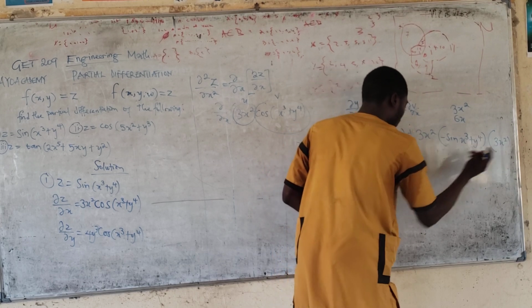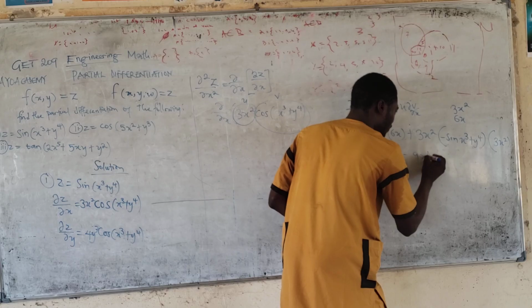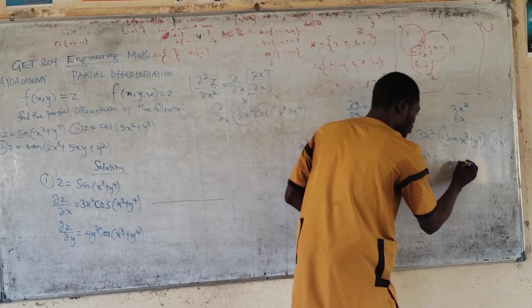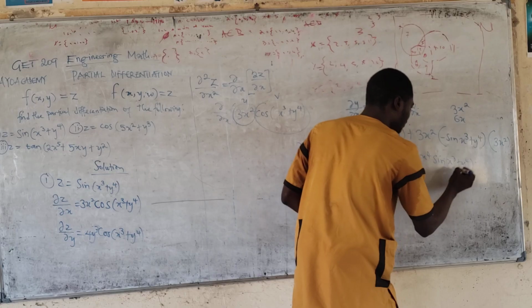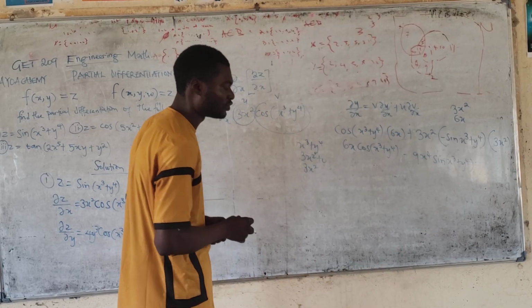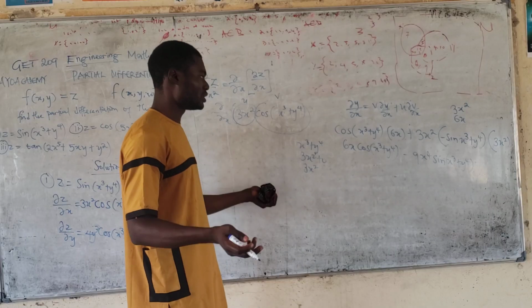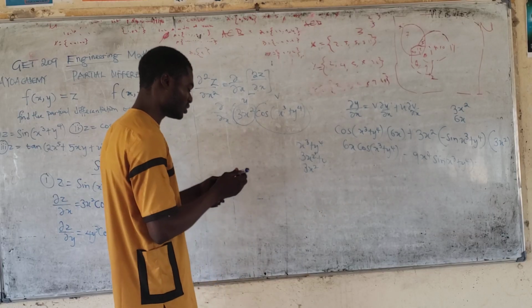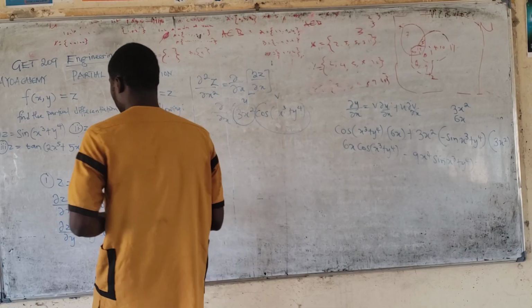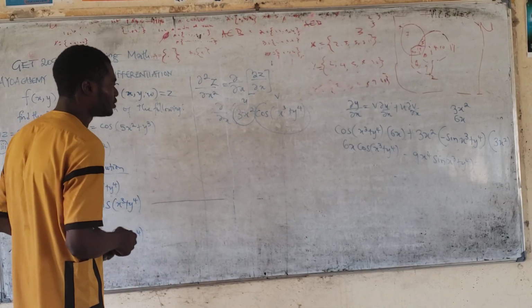So this one and this one become 9x raised to power 4 sine of x raised to power 3 plus y raised to power 4. And that brings us to the end of this one. You can see it's very long, but don't worry, keep practicing it, you get it. Because I don't want to waste time, let's move to the next one.